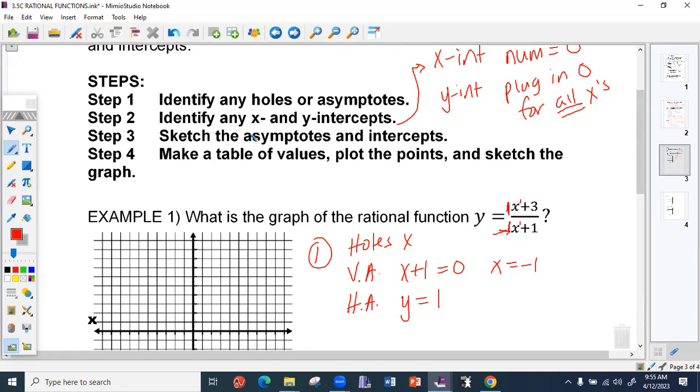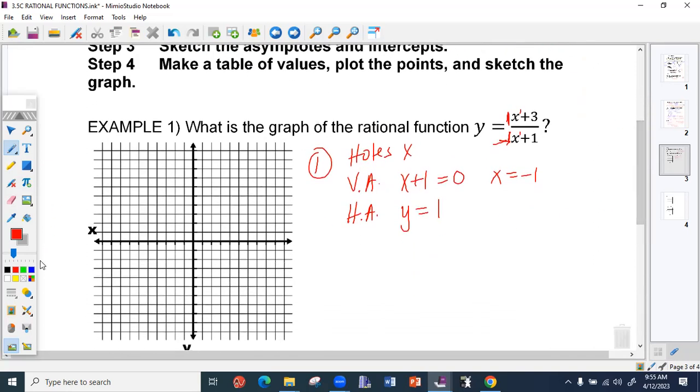Step 2 is to identify your X and Y intercepts. So we're going to find our X and Y intercepts. To find your X-intercept, you're taking your numerator and setting it equal to 0. So what's X? X equals -3. So our X-intercept is at -3, 0. How do you feel about finding the X-intercept? Good? Yes? Okay.